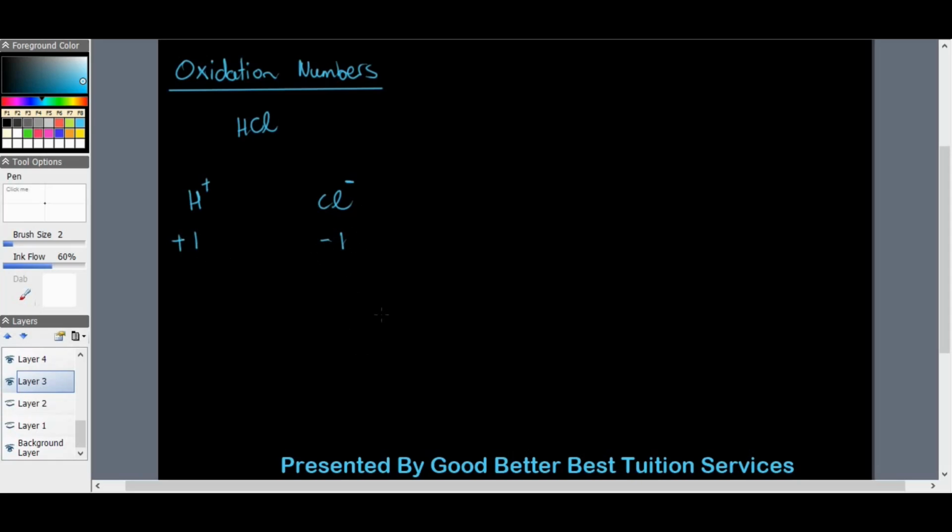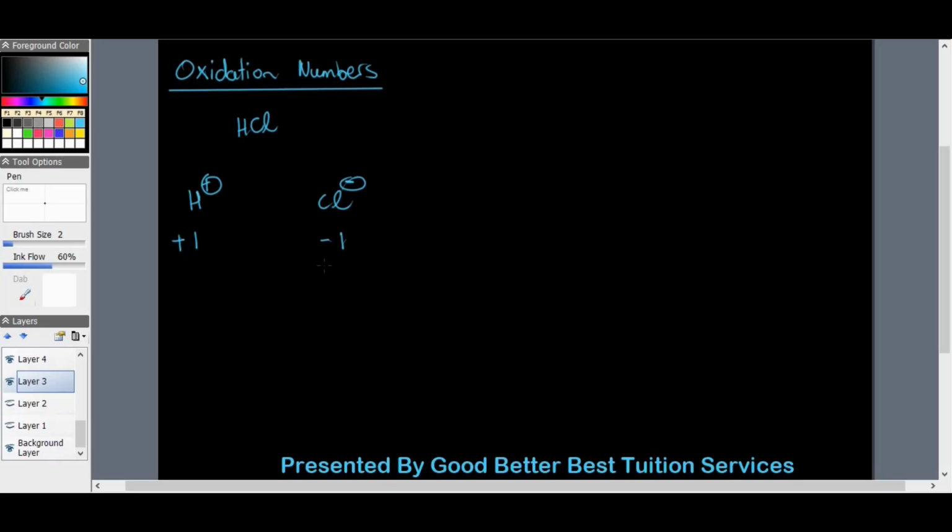Okay, and how do I know this? The ions tell me. Okay, in other words, it tells me the state of the oxidation. Oxidation numbers tell me the oxidation state. Okay, tells me the charge.